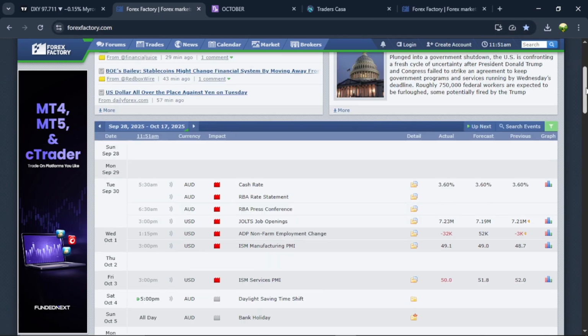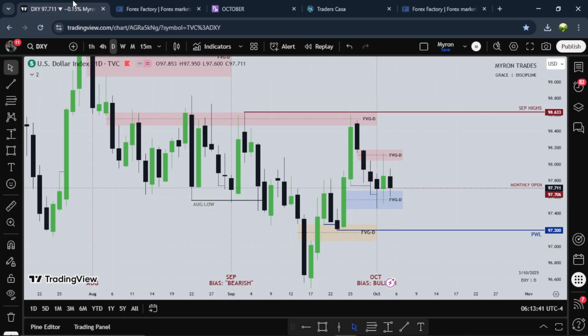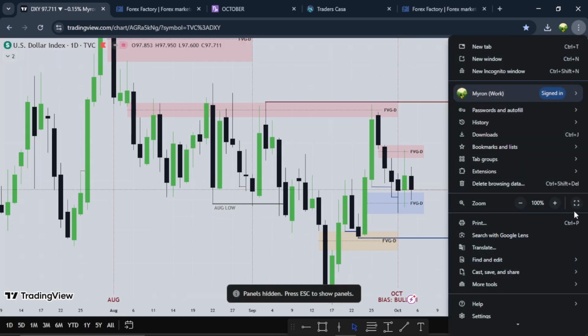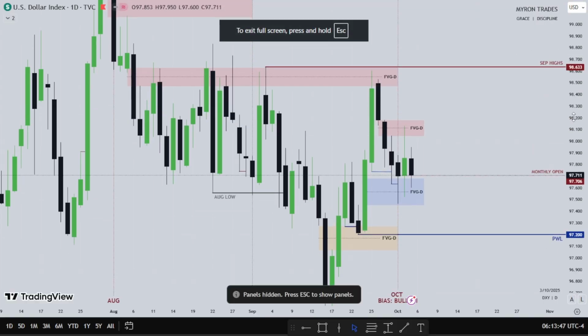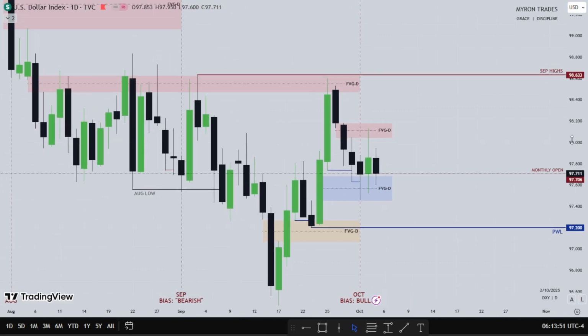So with the whole US shutdown and everything, let's hop right into the charts and see how this news affected the markets. As you know, this is the daily time frame for the dollar. We do our weekly reviews from the daily time frame. Each candle in this time frame represents a day's worth of trading. And look at the week that just ended.